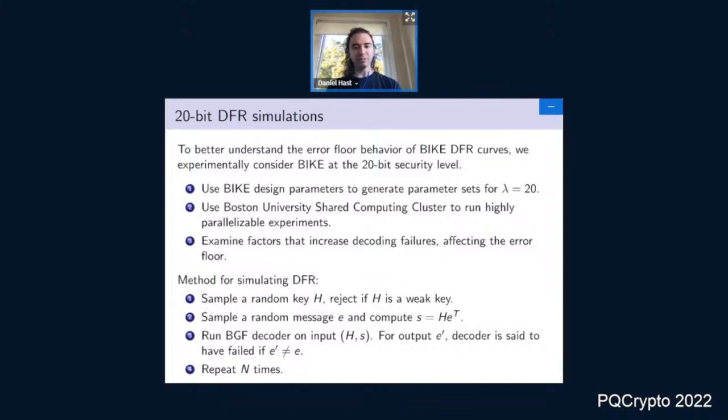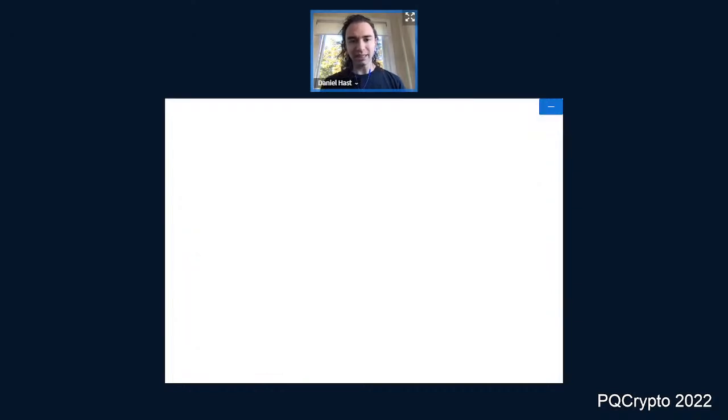So what we do is we use the BIKE design parameters to generate parameter sets for the 20-bit security level. We use the BU Shared Computing Cluster to run some highly parallelizable experiments, and then we investigate what the factors are that contribute to decoding failures and affect the error floor. We're running things in an iterative loop where we sample random keys, reject certain known classes of weak keys, sample random messages, run the decoder, and see if there are decoding failures.